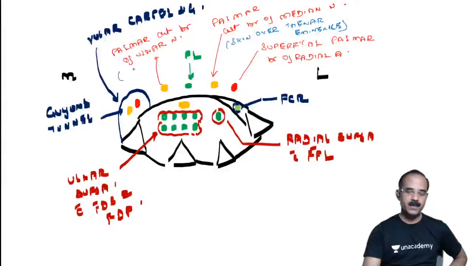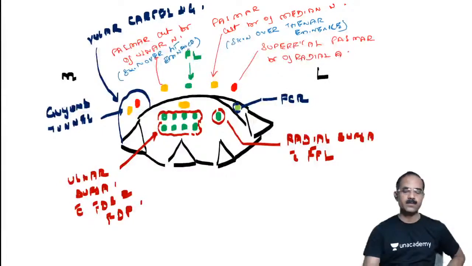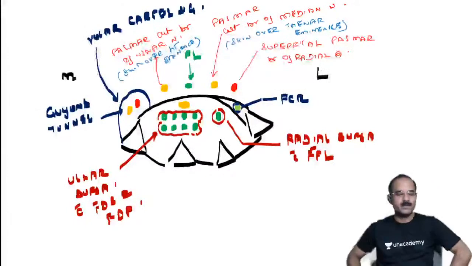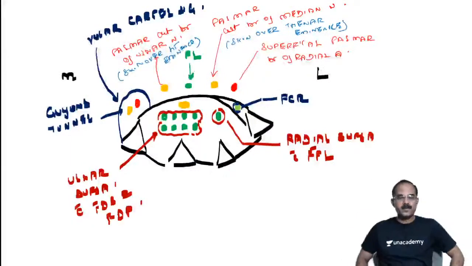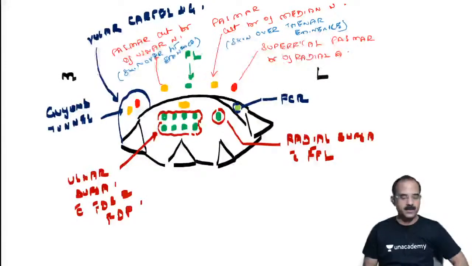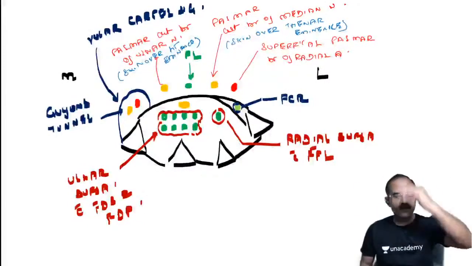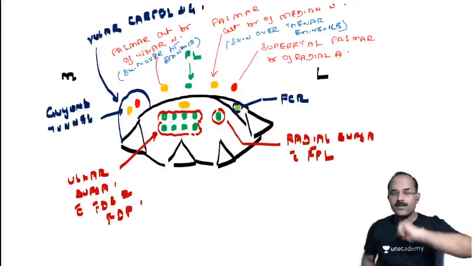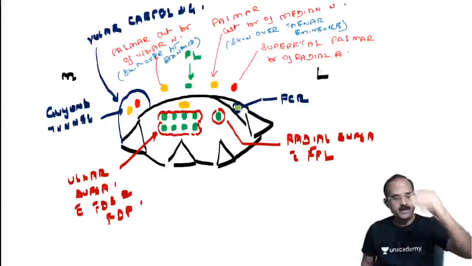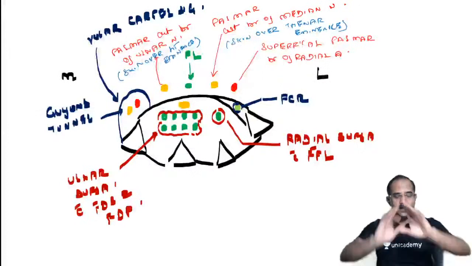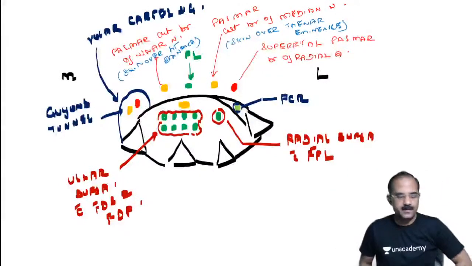And what does the palmar cutaneous branch of ulnar nerve supply? The skin over the hypothenar eminence. This is perfect. Clear to all of you? This is a very important MCQ. Extremely important MCQ. So I've told you everything about the carpal tunnel, the flexor retinaculum, the structures which go above the flexor retinaculum, and the structures which go below the flexor retinaculum through the carpal tunnel. Perfect to all of you. I'll then proceed.